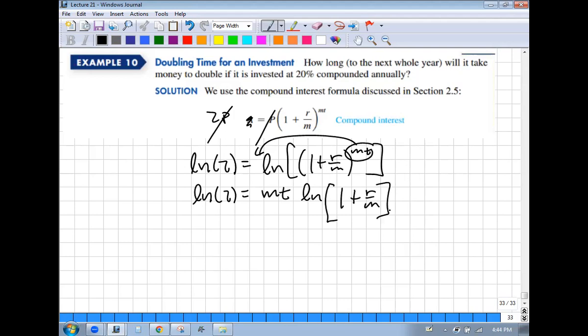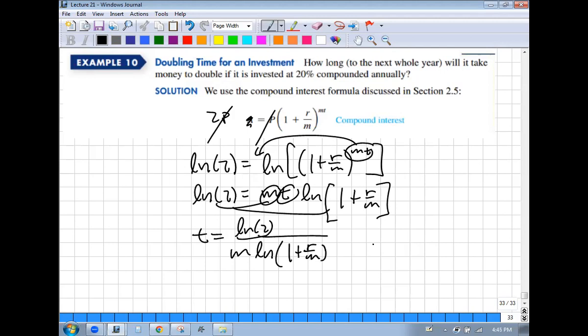So the T here is this natural log of 2, and I'll divide by M and divide by that, M natural log of 1 plus R over M. So that's the answer, that's the doubling time. It depends on how many times you're compounding your interest. So in this problem they actually gave you numbers, but we don't even need the numbers. We can solve this generically. That's your doubling time. In fact, there's a 2 right there.